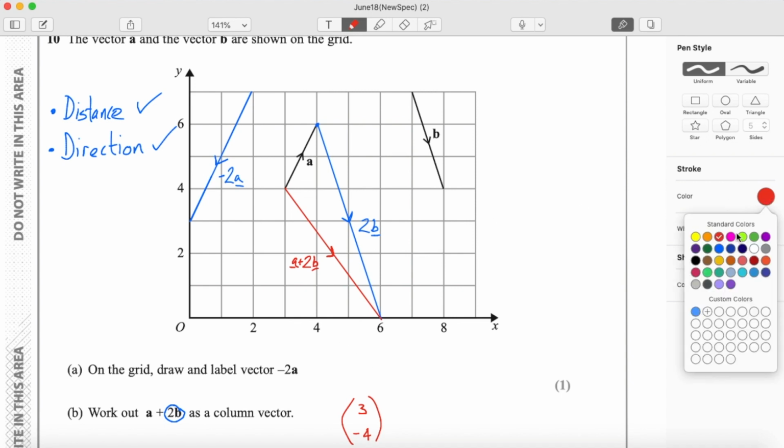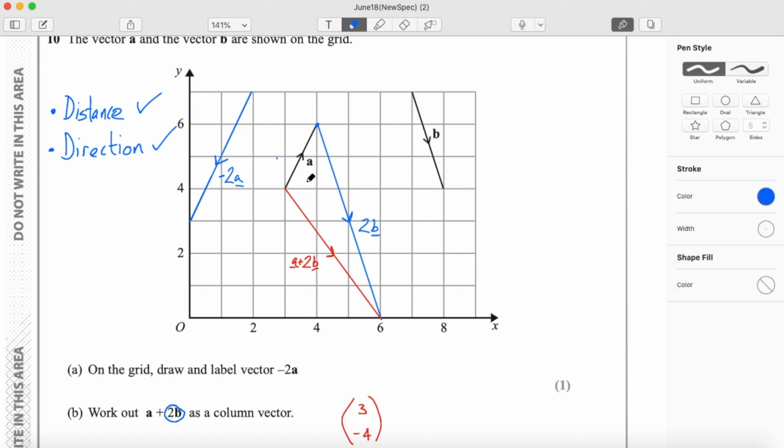There is another way to solve this. What we can do is write A as a column vector, so we know we go 1 along and we go 2 up. So that's A as a column vector, 1, 2. B as a column vector is 1 along, as we know earlier, and 1, 2, 3 down. So that follows that 2B will be 2 along, minus 6 down, which is what we found here.